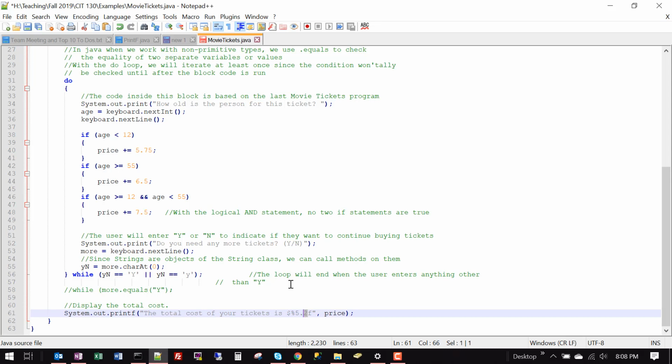So what we've done by 5.2 here is we're saying we want the entire floating point number to take up 5 characters in width, but go 2 places past the decimal point. So what we've done is we've said 5 as a whole, including the decimal point, but 2 past the decimal point. Let's see what that looks like.